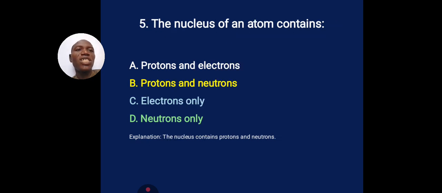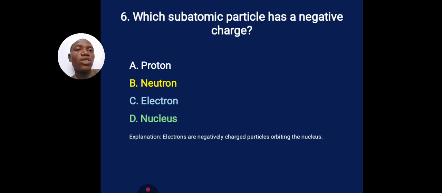The fifth question says, the nucleus of an atom contains what? In the nucleus of an atom, what do we have there? Protons and electrons? Protons and neutrons? Electrons only? Neutrons only? The correct answer is protons and neutrons. Where are electrons found? Electrons are found revolving around the nucleus. Okay, so I hope this is clear. Question 6 says, which subatomic particle has a negative charge?